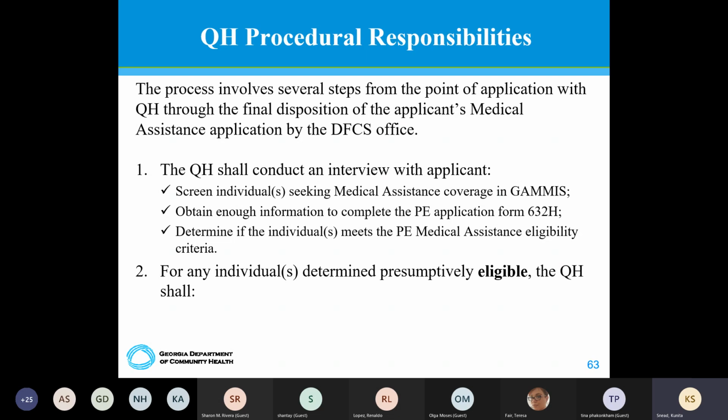So of course, you're going to screen the individual like we said before. You always screen in Gametes first. Once you determine that they can apply for presumptive eligibility, then you're going to interview them to grasp all of the information about them, their household and budget group, and you're going to complete the 632H. You're going to determine if those individuals meet the presumptive eligibility determinations and whether they're eligible or ineligible.